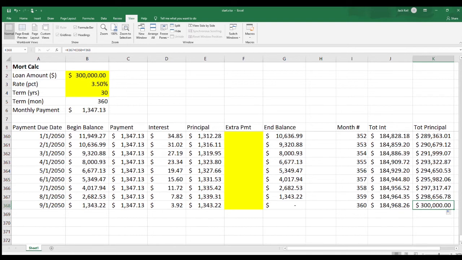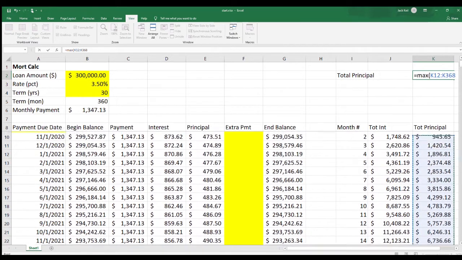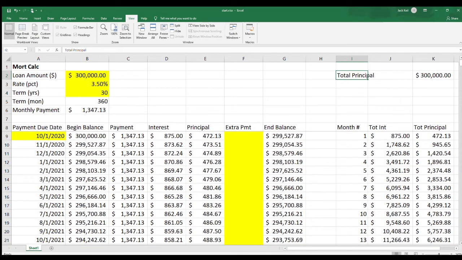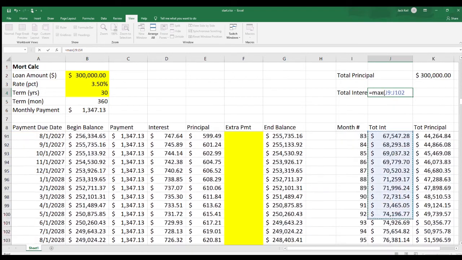Now, let us make some cells that keep track of things. Total principal, and total principal is equal to the maximum of the total principal column. We're going to use that to check, just to make sure each time we make a change, our total principal paid is the same as loan amount. Let's also keep track of total interest. And again, we will make that the maximum of whatever we find in the total interest column.